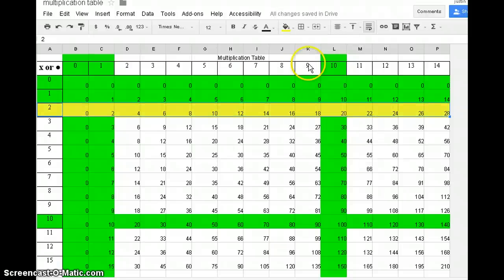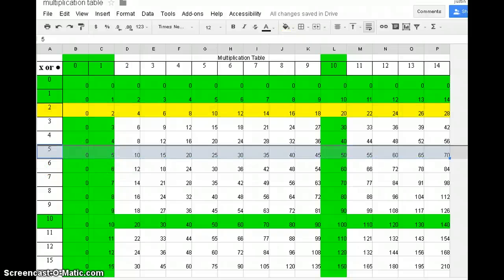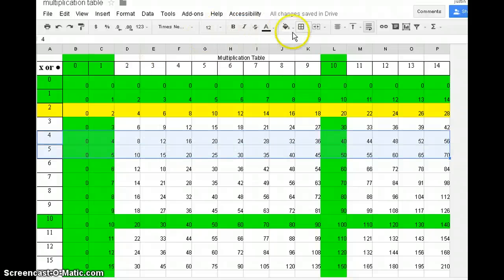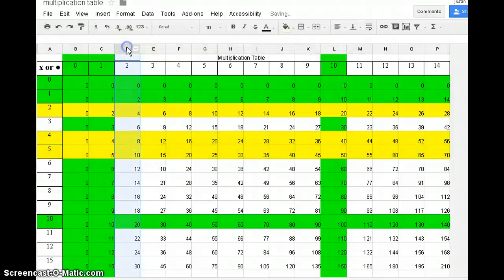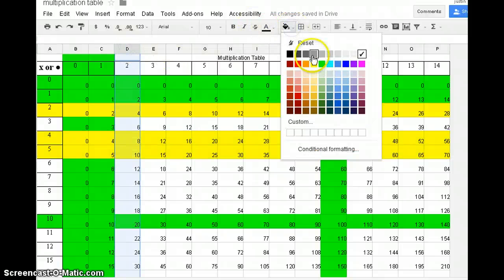So we talked about our 2s and our 4s and 5s. And so I'll mark those up in both ways.